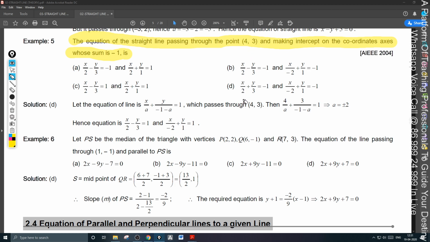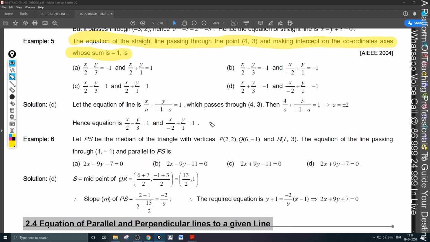4 by 2, 2 plus 3 by 3, 1. 2 plus 1, 3, it is given to be minus 1 here. Something wrong here. Let us work out this anyway. This one, 4 by minus 2, that is minus 2 plus 3 minus 1. This is getting satisfied. But it is 4 by 2, 2 plus 1, 3.